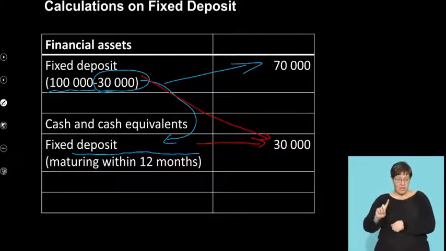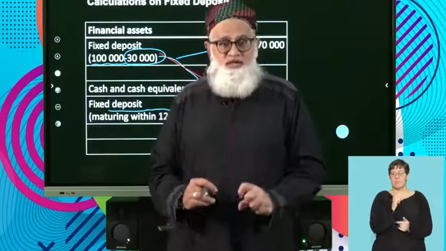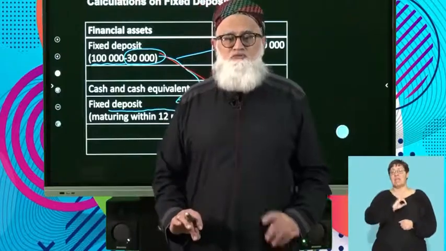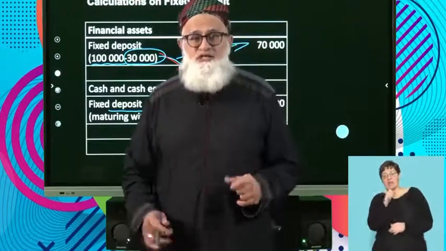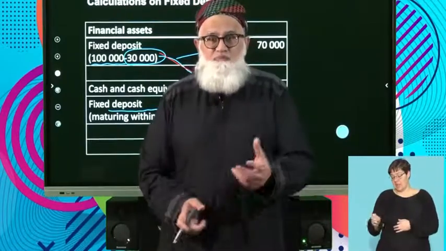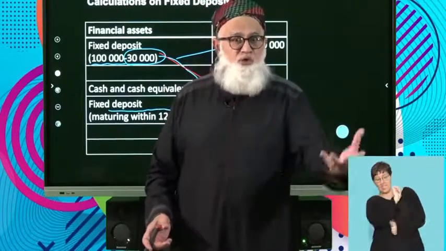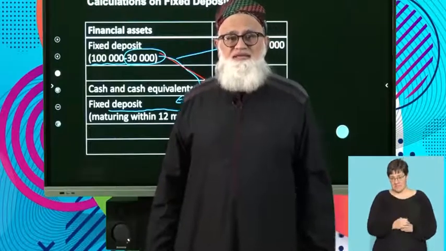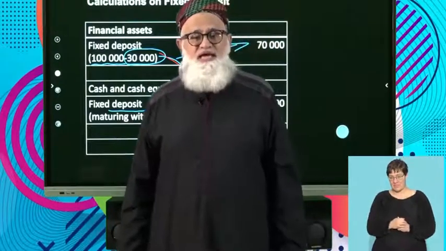We remove the portion that's maturing within 12 months. We take it out of the financial asset and we place it where? Under cash and cash equivalents. Telling the reader of the balance sheet, within 12 months, you will have access to 30,000 Rand because it will mature and the funds will flow into my bank account and I will have access to it. Okay, guys, that's the second segment concluded.